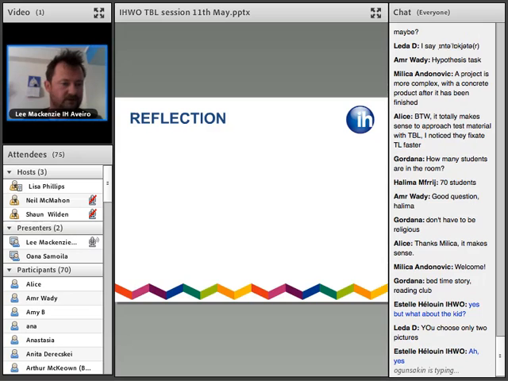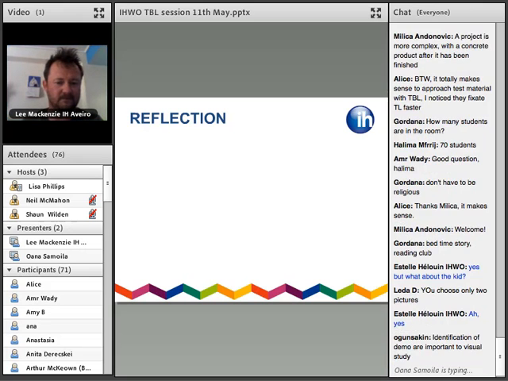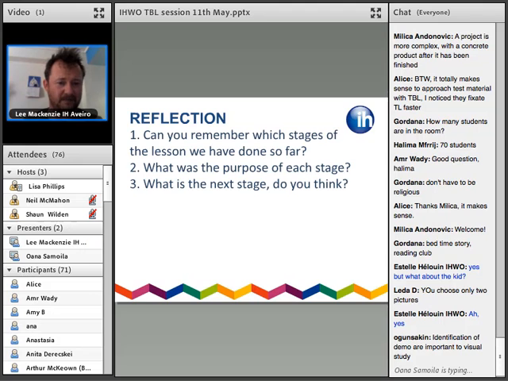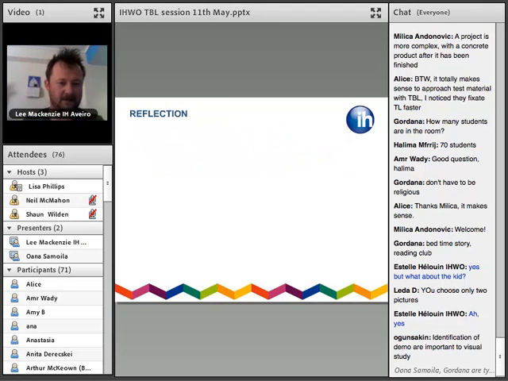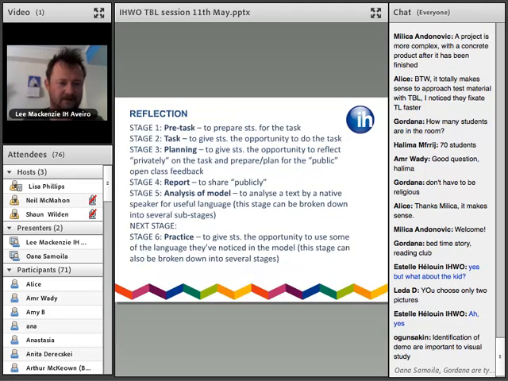So I've taken you through some of the stages of a task-based learning lesson. Can you remember what they are up until now? I did actually put the heading of the stage at the top of the slide. Well, don't worry if you don't remember, because I'll just recap. So we had the pre-task.